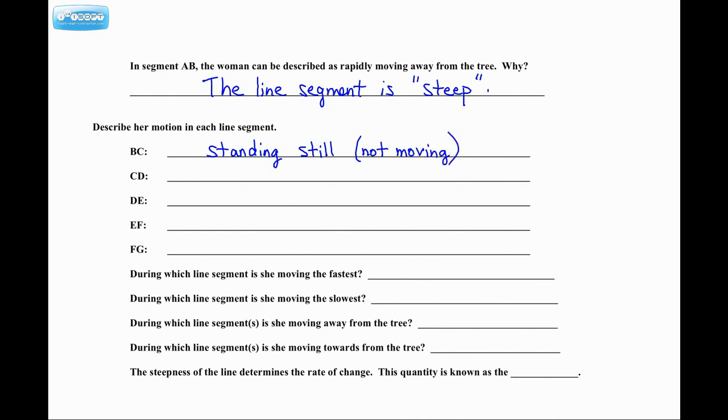C to D. Well, the distance is getting bigger, so she's moving away from the tree once again, but it's over a longer period of time. Hence, the line is not as steep. So I would say she's moving away, but not rapidly. So let's just say, moderately. Not too fast, not too slow. So moderately.